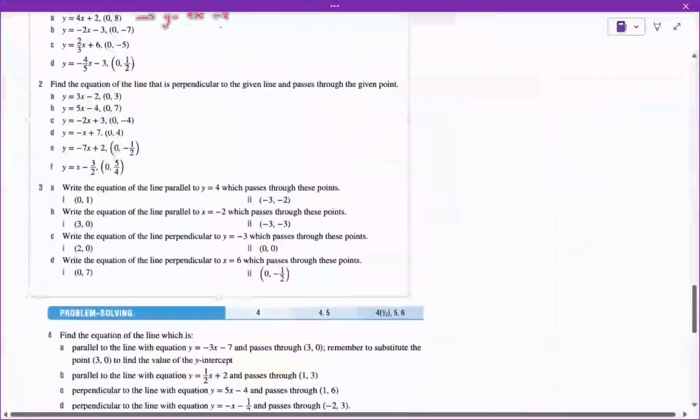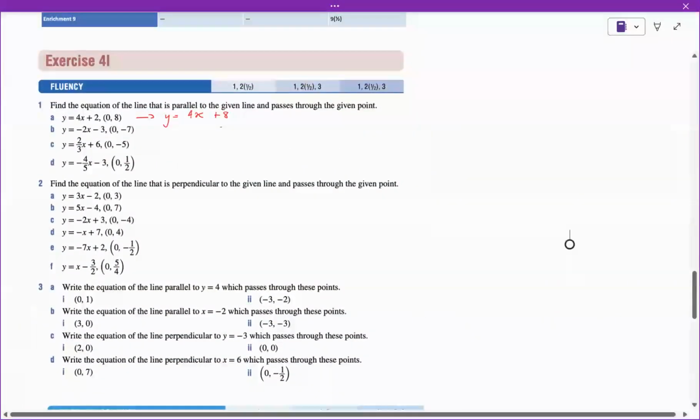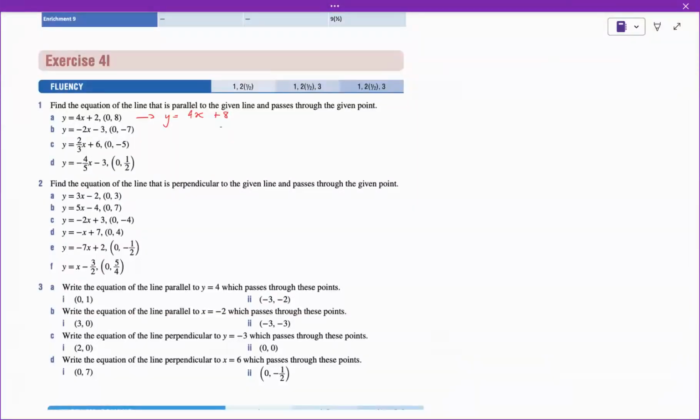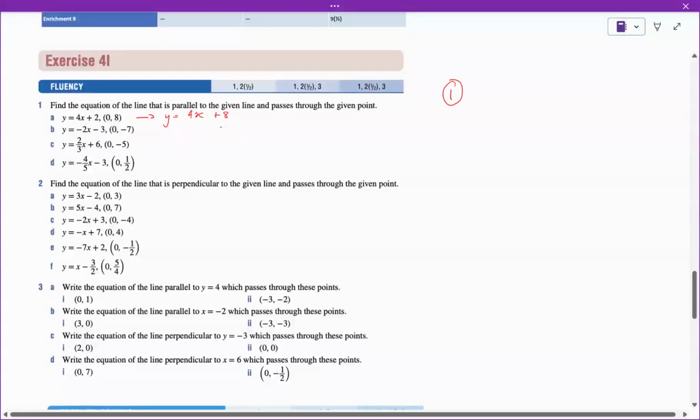All right, today we're going to be having a look at the exercise on parallel and perpendicular lines. So a couple of things we want to remind ourselves is, for example, in question 1, parallel lines have the same gradient. So if we were having a look at 1c, well, we've got the line y equals 2/3x plus 6, and the gradient of that line is 2/3, which means the gradient of the line parallel is also going to be 2/3 because they have to have the same gradient.